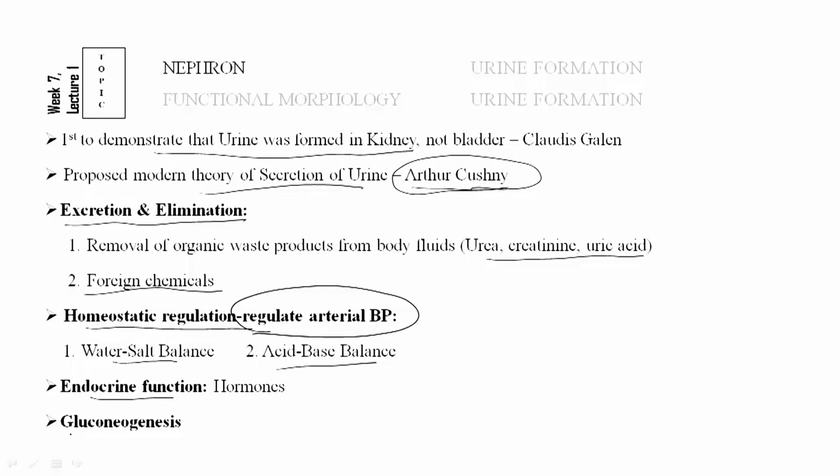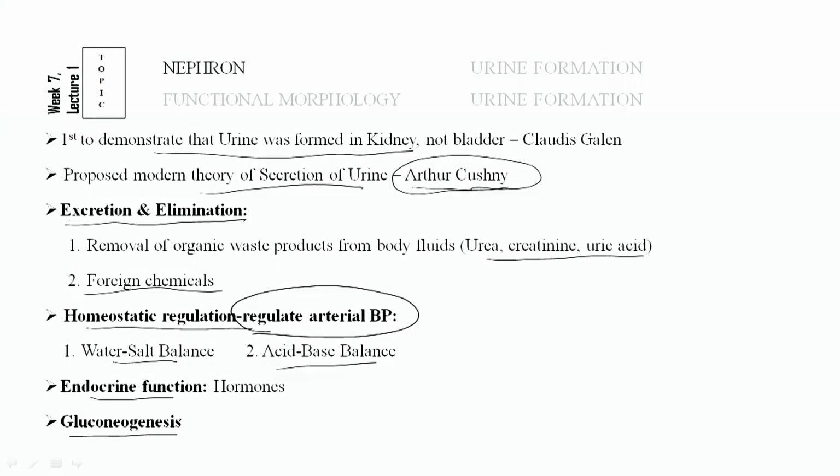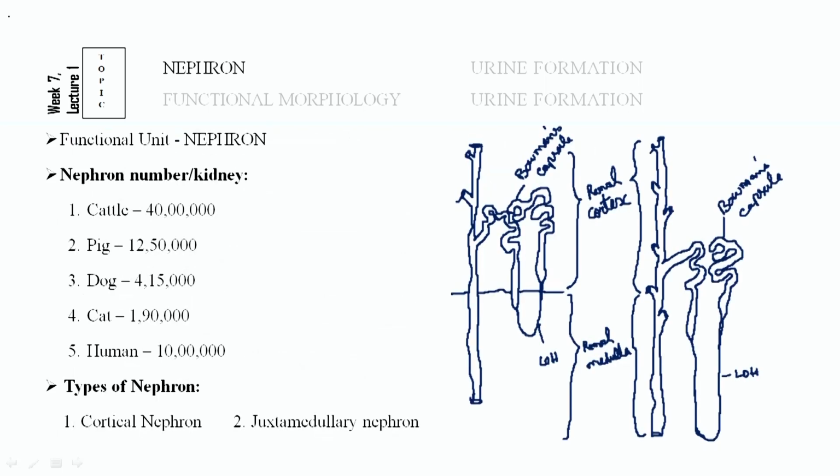And the last important function of the kidney is that it is involved in the gluconeogenesis process. Gluconeogenesis is nothing but the derivation of glucose from non-carbohydrate sources such as lactate, etc. So, these are some of the important functions of the kidney.